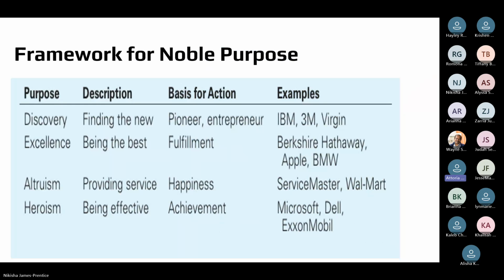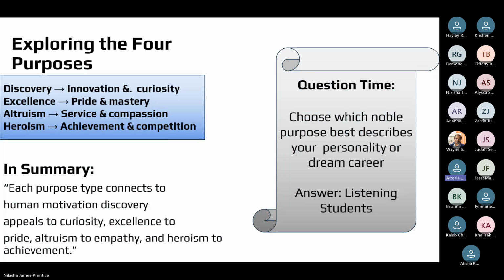It describes how managers use their goals to enable their staff and give them a sense of pride in being part of something greater. The first goal is discovery, which is all about coming up with novel concepts and producing something unique, like Virgin or IBM. The second is excellence, where companies like Apple or BMW concentrate on being the best and producing high quality goods. The third is altruism, which is the act of doing good and assisting others, such as Walmart's focus on customer service.